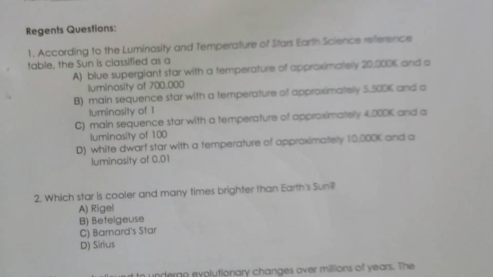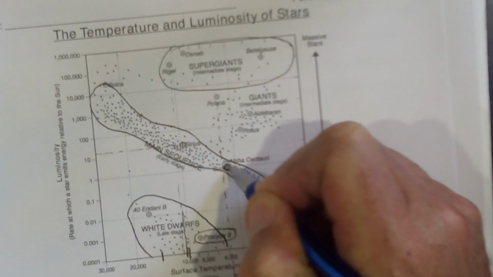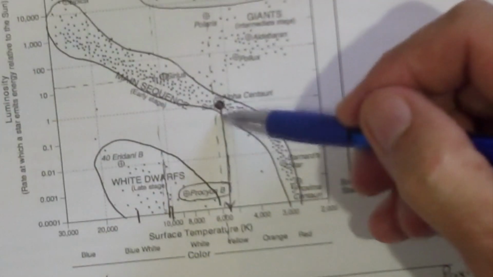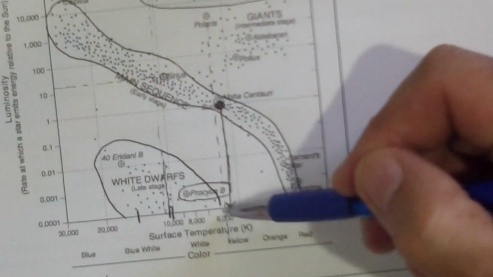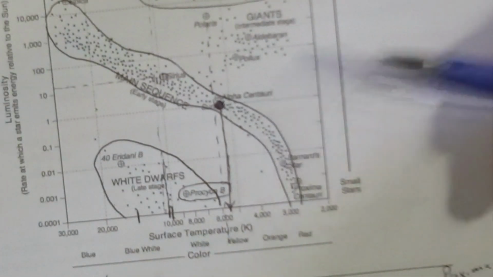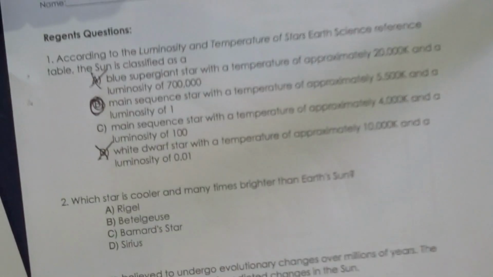According to the luminosity and temperature of stars Earth science reference table, the Sun is classified as. On the chart, the Sun's located here. It's classified as a main sequence star. To find its temperature, drawing a line straight down from the Sun, we find that its temperature is slightly less than 6,000, and its luminosity is 1.